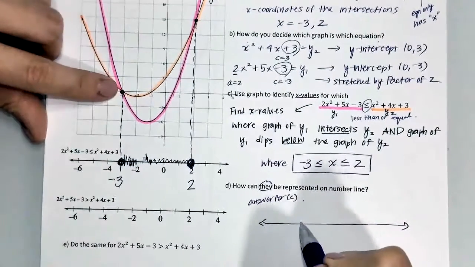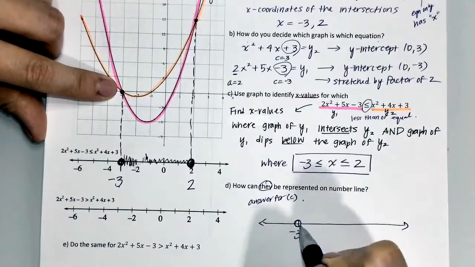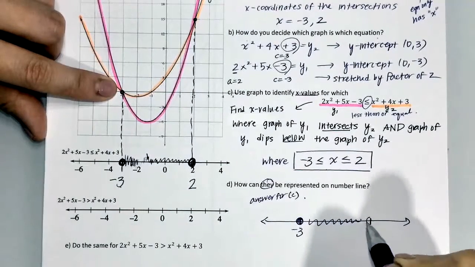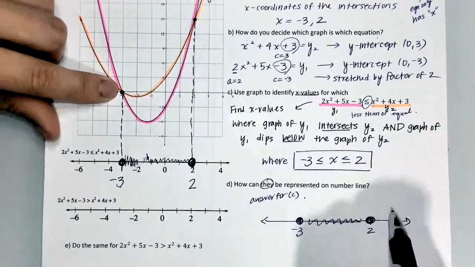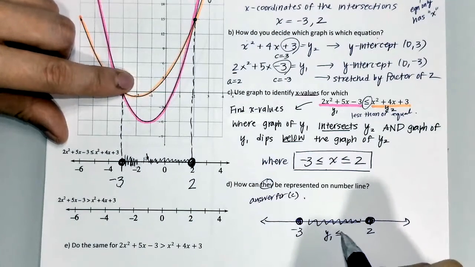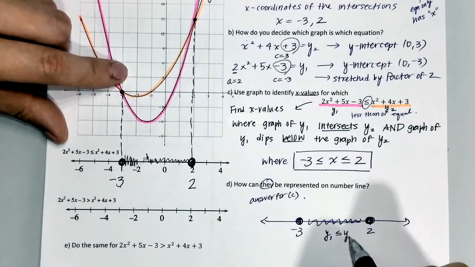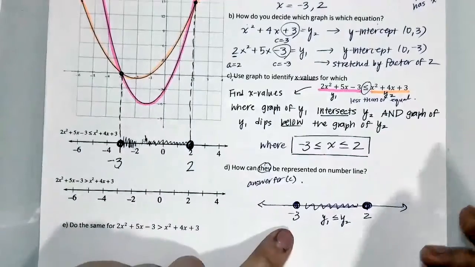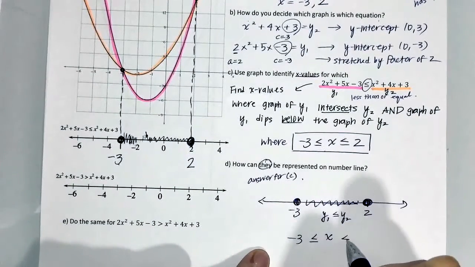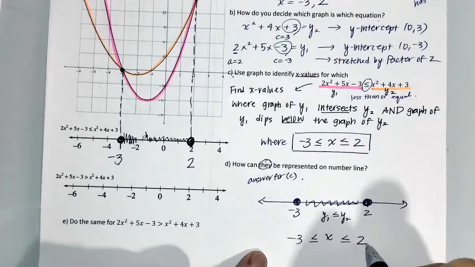You have a graph going from -3 x value all the way to +2. And that's where y sub 1 is below y sub 2 and equal to, and that's the graph. X is greater than or equal to -3, but less than or equal to 2.